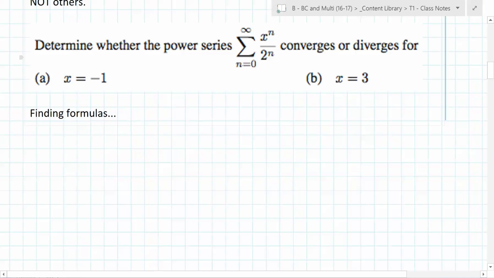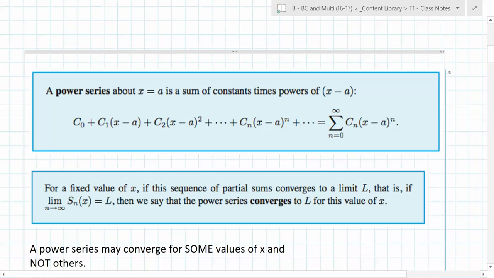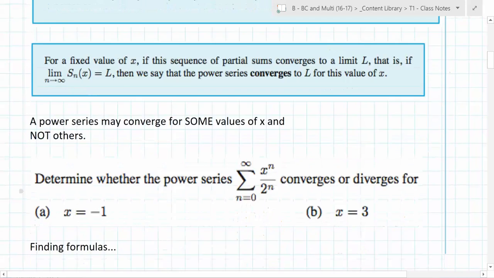Can you have alternating power series? That's a good question. I'd have to think about that. Not off the top. I guess so, because there's nothing in there that says the c values have to remain positive. Yeah, the constants could be negative, so it could alternate. Yep. So let's take a look at this one.